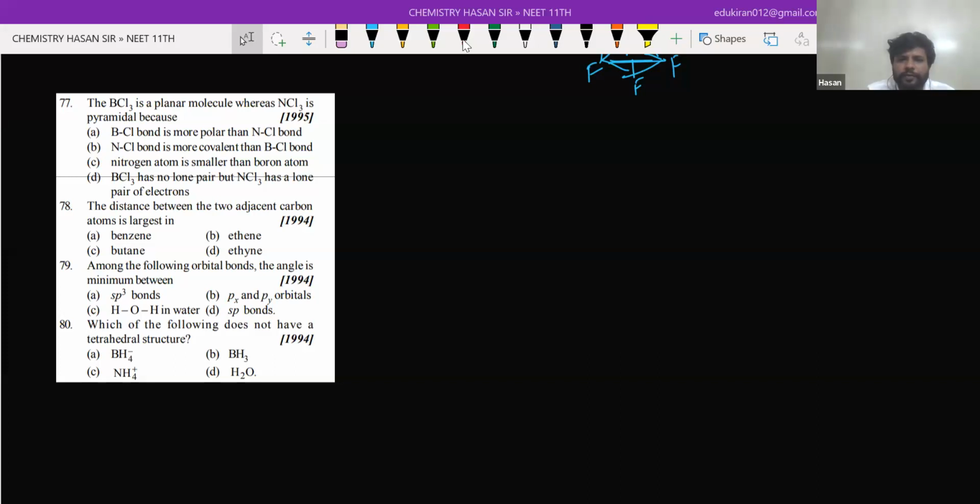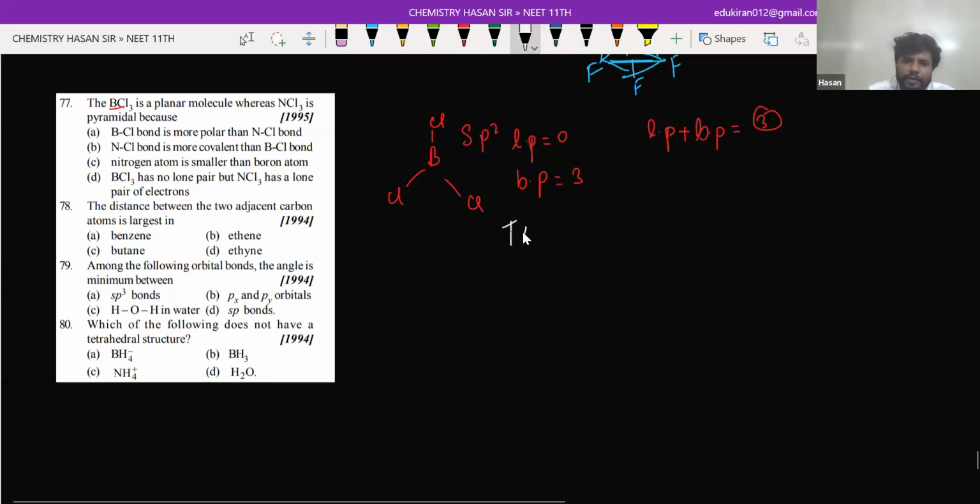Okay, I'm going to explain. Very simple it is. BCl3, if you are going to write the structure, you will come to know that lone pair is equal to 0, bond pair is equal to 3. So if you sum it, lone pair plus bond pair, it will come out to be 3. That means hybridization is sp2, and if hybridization is sp2, that means it is trigonal planar.